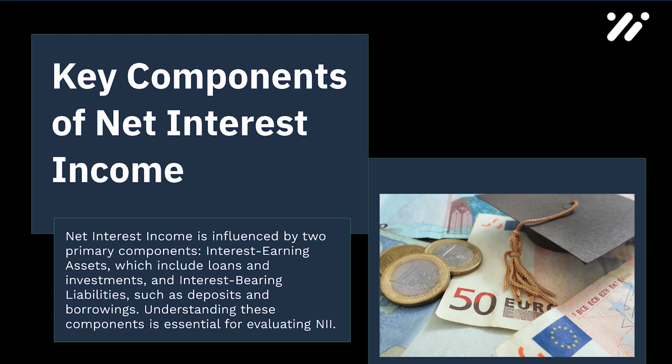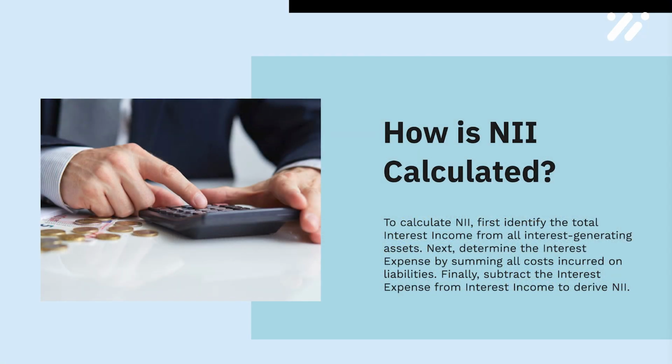Are we together? Now, how is net interest income calculated? First, identify interest income. Calculate the total income earned from all interest-generating assets. Next, determine interest expense, where we sum up all interest costs incurred on liabilities. Lastly, subtract interest expense from interest income. Use the formula to determine the net figure.